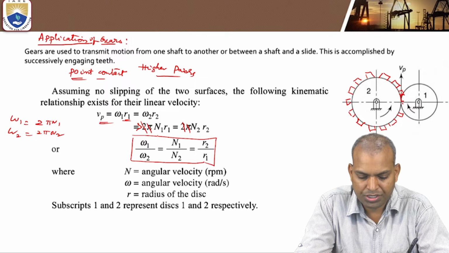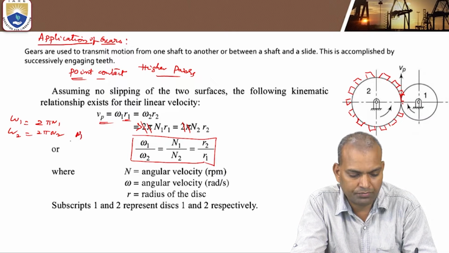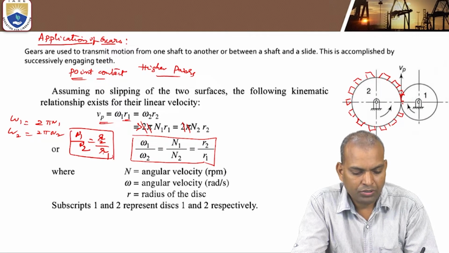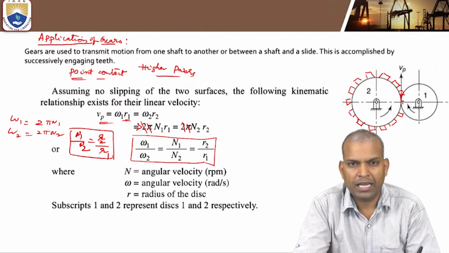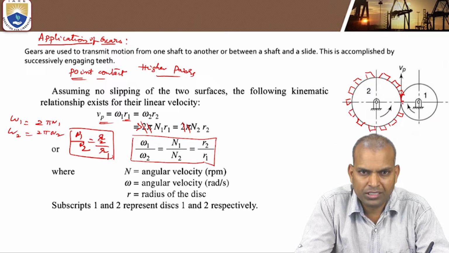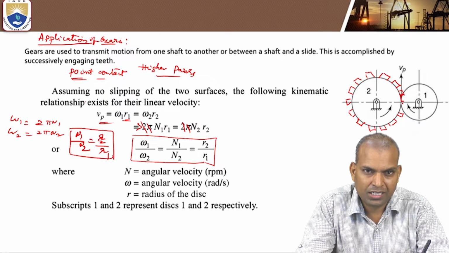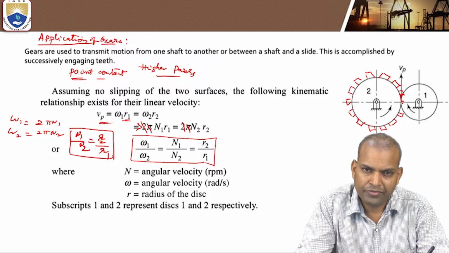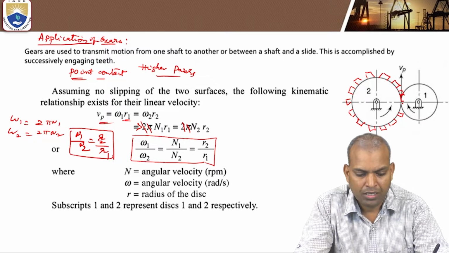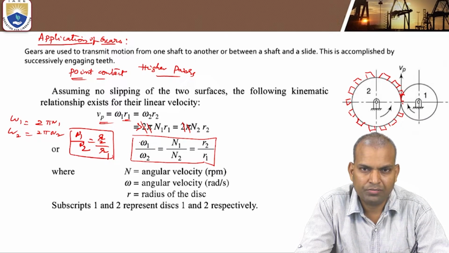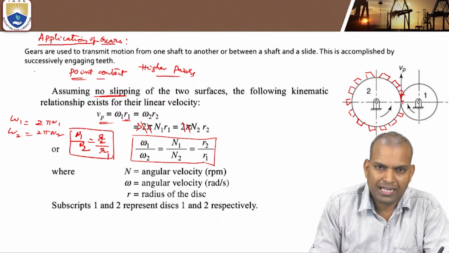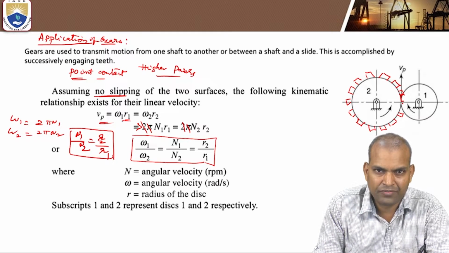Now, from this equation, n1 by n2 equals r2 by r1, the speed of the wheels is inversely proportional to the radius of the wheels. If the radius of the wheel is large, then the speed becomes low. If the radius of the wheel is small, then the speed becomes high. Here we considered this equation by assuming no slipping of the two surfaces. So this is the kinematic relationship that exists for the linear velocity.